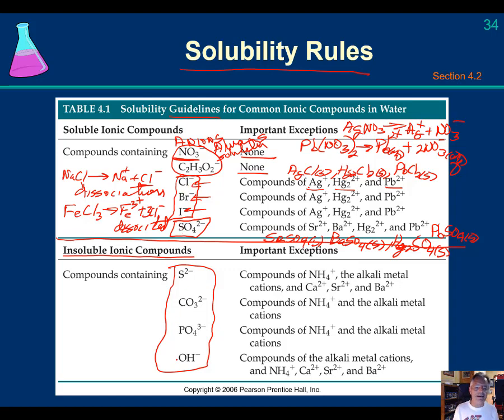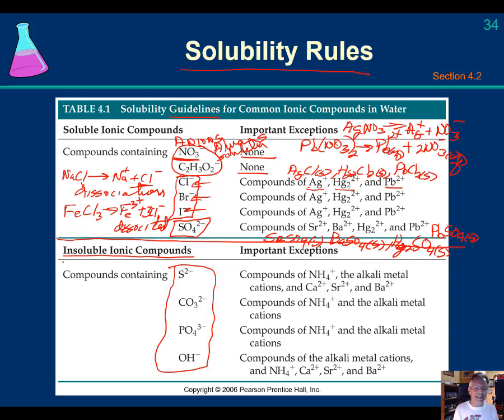These tend not to be soluble. But there are exceptions, all right? So the exceptions over here are the strong electrolytes. The exceptions in the top half are the driving forces, the precipitates. All right, so we're going to focus on the bottom half now.